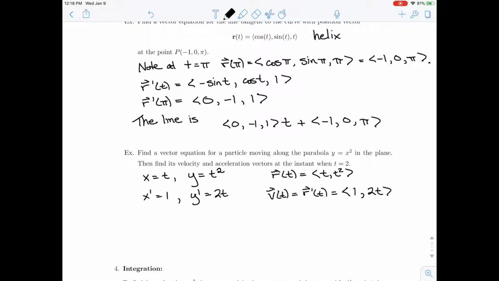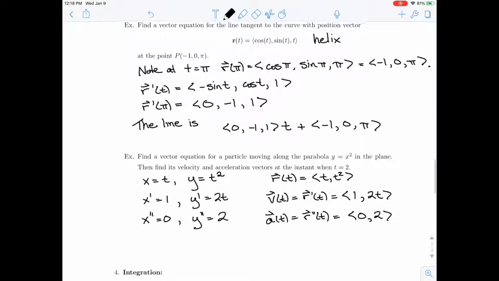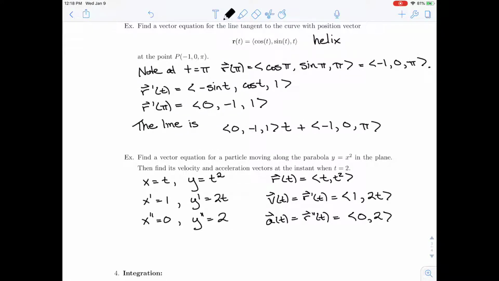And just like in single variable calculus, the derivative of velocity is going to be acceleration. So acceleration will be the derivative of the velocity vector, or the second derivative of the position vector. That's going to give us, if we take x double prime, we're going to get 0, and y double prime is going to be 2. So the acceleration is constant, and it's 0, 2 for that particular position vector describing the parabola y equals x squared. And so these are a few examples of things that you would want to find using derivatives of a vector valued function.